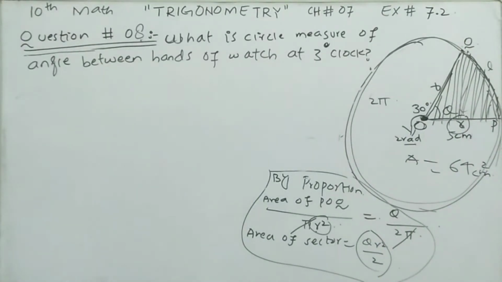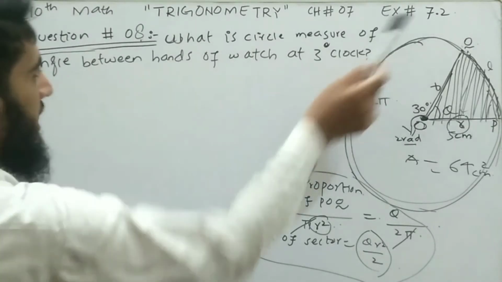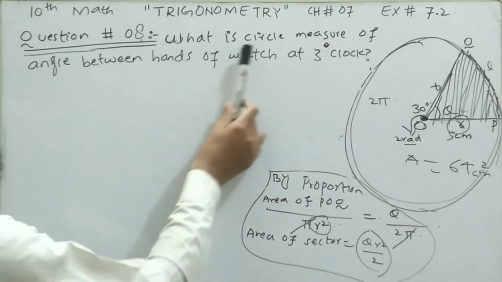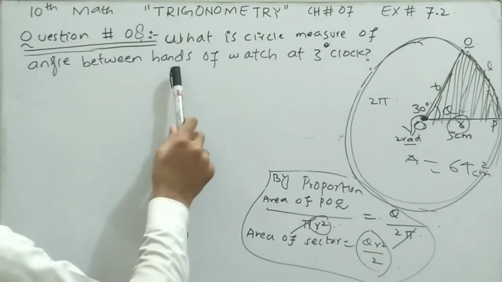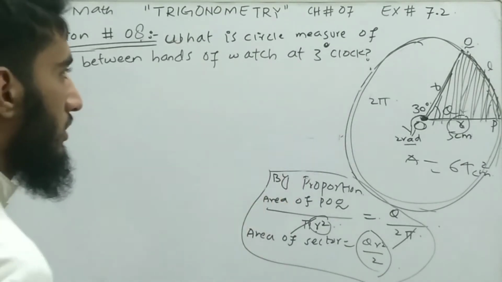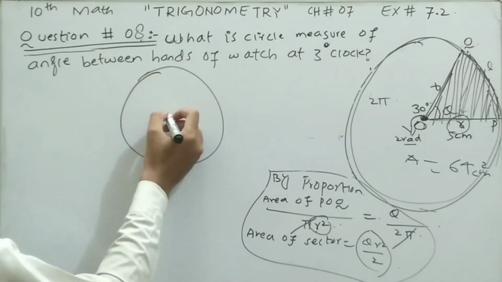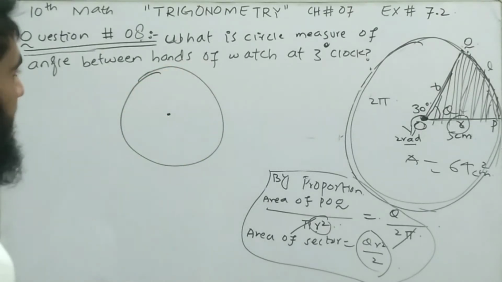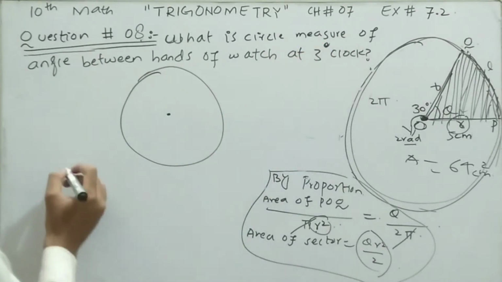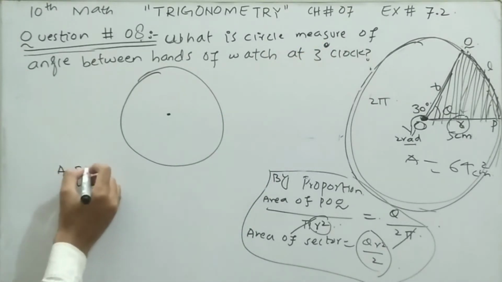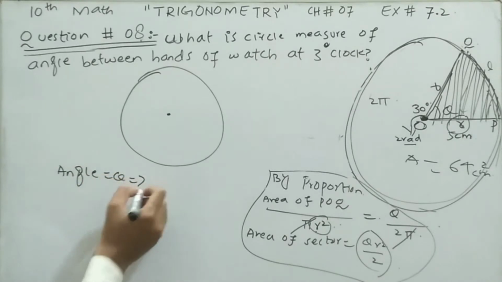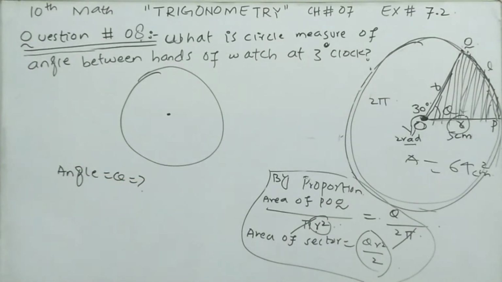Now move toward the next question, question number 8 related with the same exercise number 7.2. It tells what is the circular measure of the angle between hands of watch at 3 o'clock. Let's suppose this is the clock of the hands that we wear, and let's suppose this is the center of this clock. It tells what is the circular measure of the angle. We are required to find the angle, theta. We will find it out.